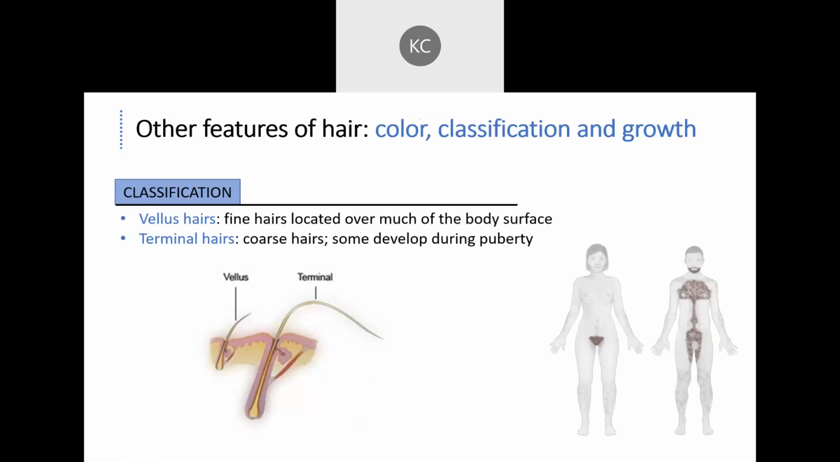They're more coarse than the fine vellus hairs, which you can kind of think of as almost like peach fuzz. You've heard that term, peach fuzz. Very, very fine, typically blonde, very lightly pigmented, whereas the terminal hairs are typically more darkly pigmented. They're more coarse, and they're usually concentrated in certain areas.